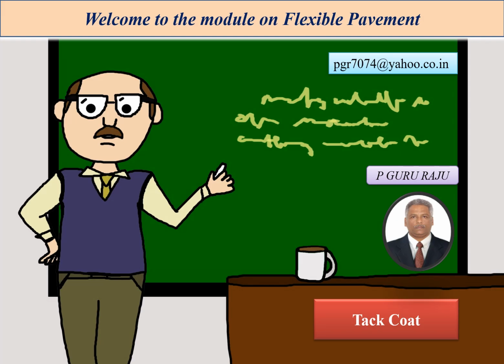Welcome to the module on flexible pavement. In this module, we will talk about the application of tack coat. Generally, tack coat is applied between the two bituminous layers or between a concrete layer and a bituminous layer.